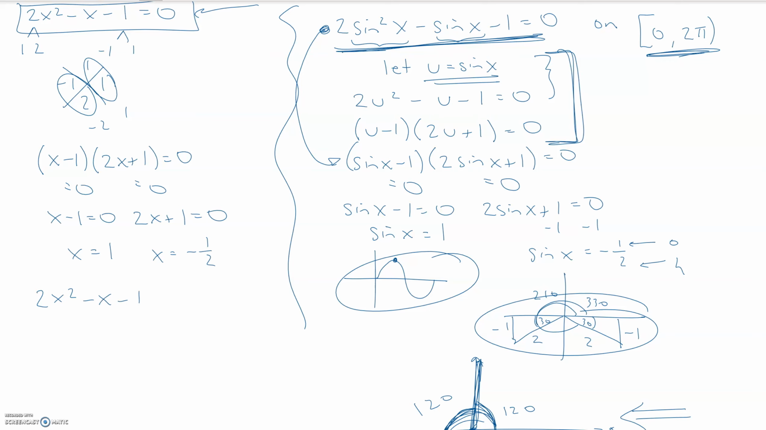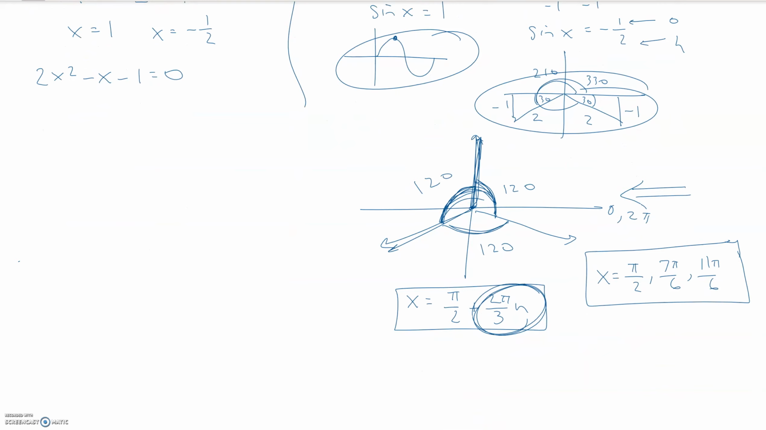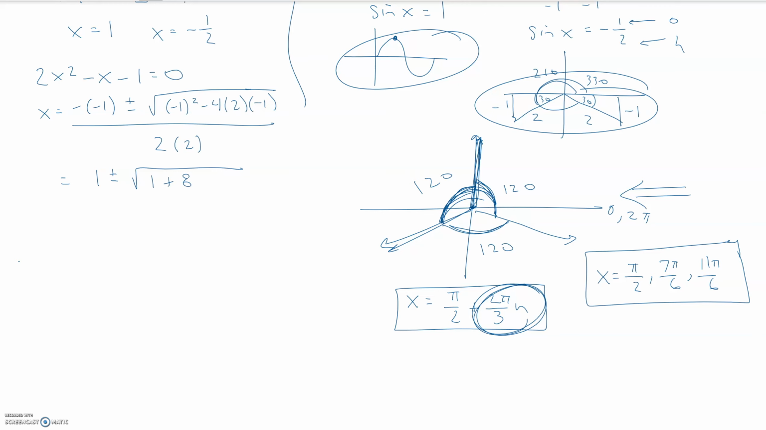2x squared minus x minus 1 equals 0. Using the quadratic formula, we would have x equals negative b plus or minus the square root of b squared minus 4ac, all over 2a. So we've got 1 plus or minus the square root of 1 plus 8, over 4. We've got 1 plus or minus, this is going to be the square root of 9. The square root of 9 is 3, over 4. 1 plus 3 over 4, that makes 4 over 4, which is 1. 1 minus 3 over 4, that makes negative 2 over 4, which is negative 1/2.